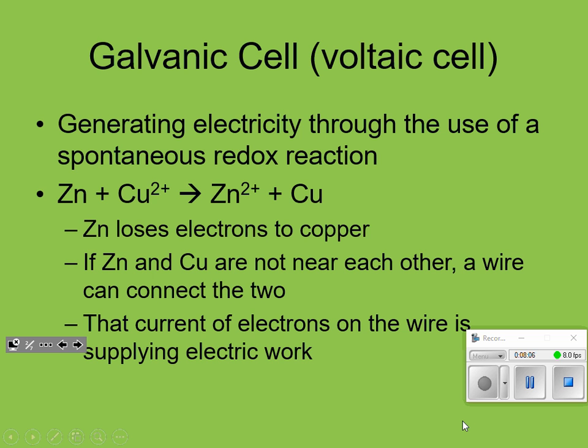So I'll give you a minute to jot this down, and then my next slide, I'm going to show you a picture of a very simple galvanic cell. Again, the batteries that we make are not going to look like 9-volt batteries or AA batteries. We're going to be making batteries with beakers, and solutions, and metals, and stuff like that.